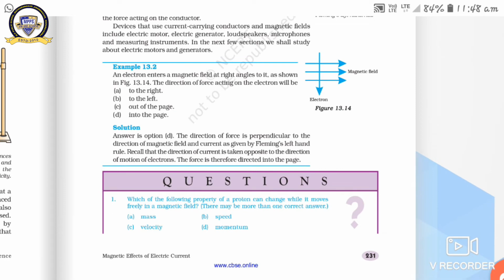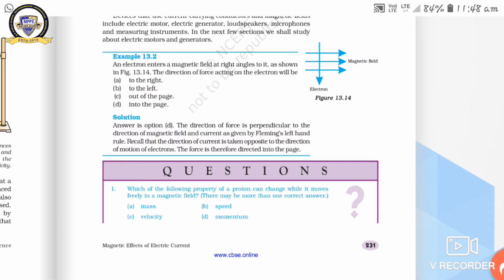Now here is the question: which of the following properties of a proton can change while it moves freely in a magnetic field? There may be more than one correct answer. Mass. Speed, velocity, momentum.